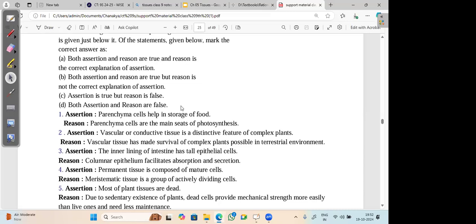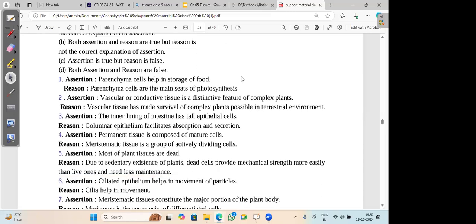So Yukta, think of it. Sir, is it option B? Okay, so Yukta says option B. Sampath, what about you? Sir, B only, sir. Yeah, it's option B. Both assertion and reason are true, but the reason is not the correct explanation of the assertion.